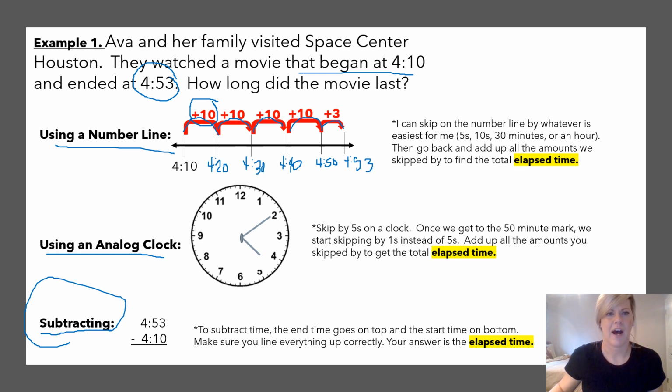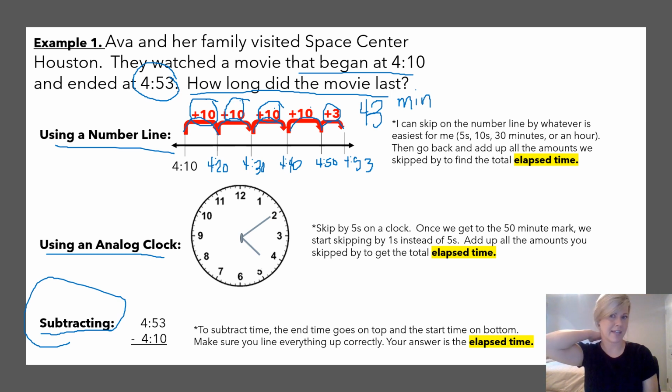And now to figure out how long the movie lasts, remember that was our question. We can't just do the skipping. We have to actually answer the question. It says, how long did the movie last? So to figure that out, we go up here and add up all these times that we skipped by. So that would be 10, 20, 30, 40, plus 3 more is 43 minutes. Okay, that is one strategy for finding the elapsed time. So elapsed time is how much time has passed from the beginning to the end.